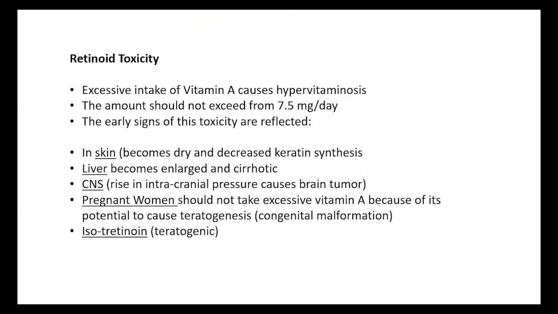Retinoid toxicity. Excessive intake of vitamin A causes hypervitaminosis. The amount should not exceed 7.5 mg per day. The early signs of toxicity are reflected in three things: skin, liver, and one more very important thing, the CNS. The skin becomes dry and there is decreased keratin synthesis. The liver becomes enlarged and cirrhotic. The CNS shows symptoms of brain tumor due to intracranial pressure.